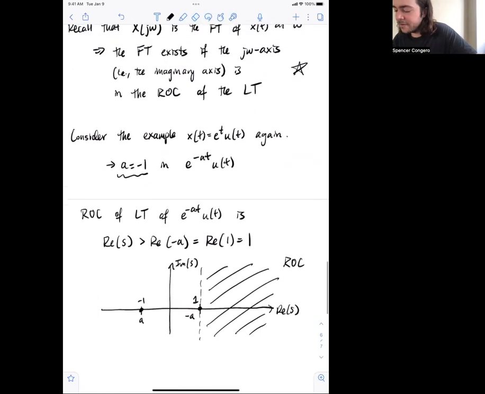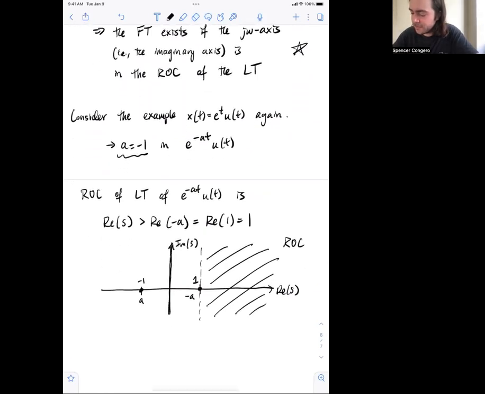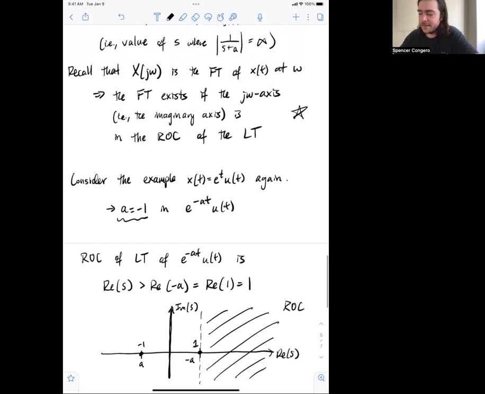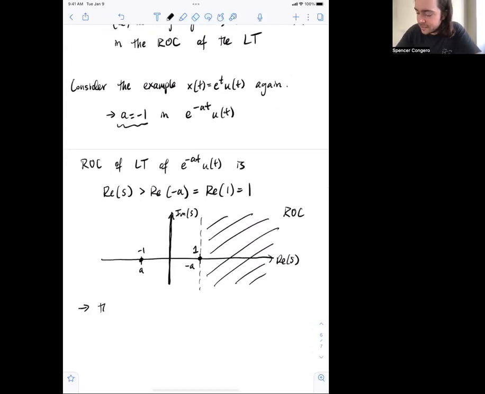And what can we tell from this diagram? Well, remember, the Fourier transform exists if the j omega axis is in the ROC. But look, it's not. All of these values j omega are not in the ROC for the Laplace transform. And so the Laplace transform at any value j omega does not converge. And that means that the Fourier transform of x does not converge, which is what we found. So let me just write that. The ROC doesn't contain the j omega axis here.